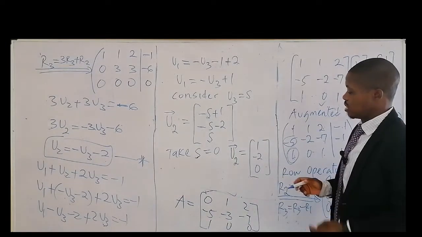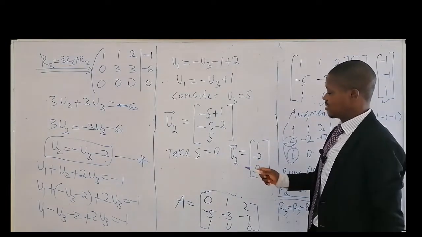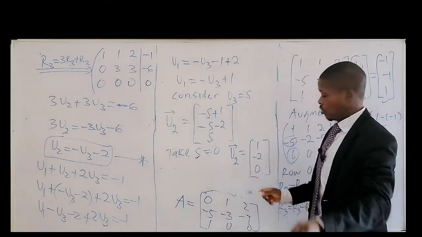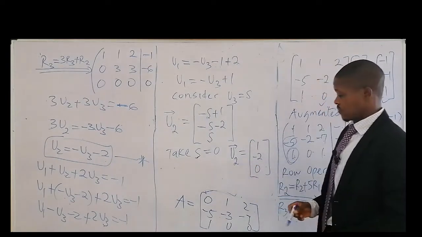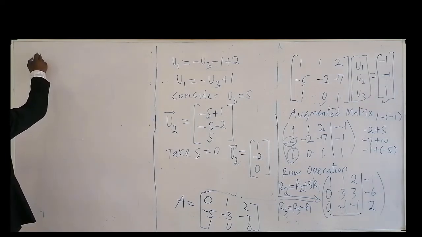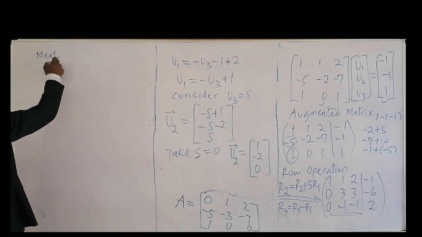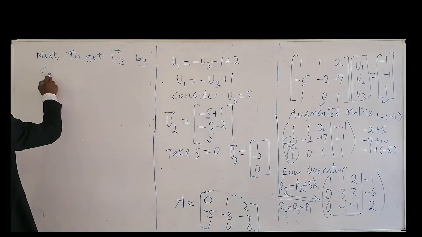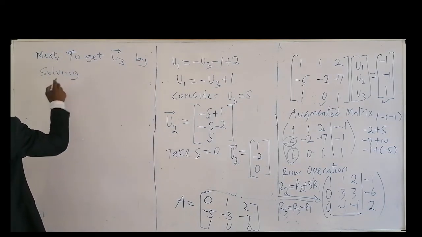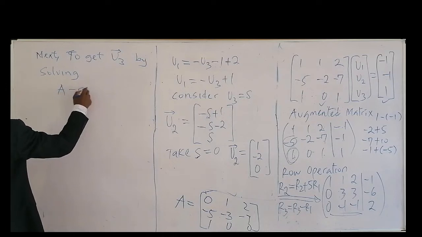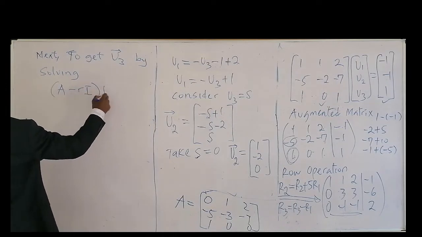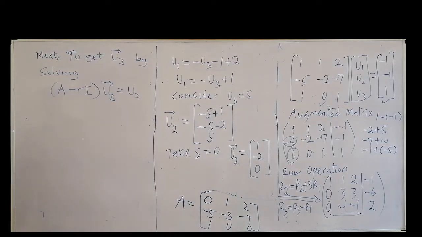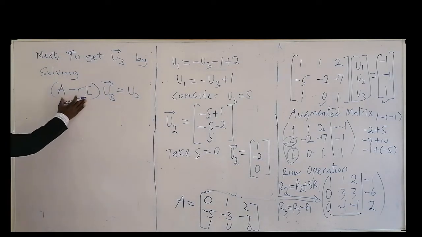The next thing to do now is to get the generalized eigenvector for the third one. Okay, so next, by doing that, we solve this expression. That will be u3, so we are looking for it equal to u2. And don't forget, what will this expression be?